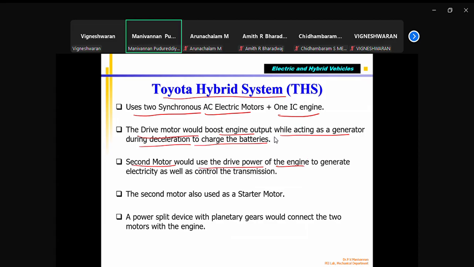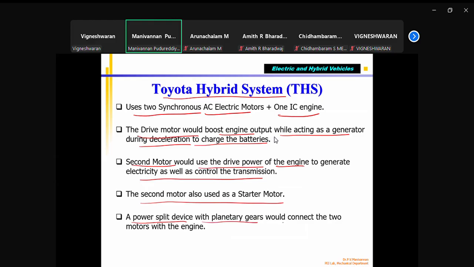This is generally used for charging the battery, and it gets power from the engine. That's why it is called a split power engine. Another name. The second motor can also be used as a starter motor, a vehicle starter motor. A power split device, which is nothing but a planetary gear arrangement.